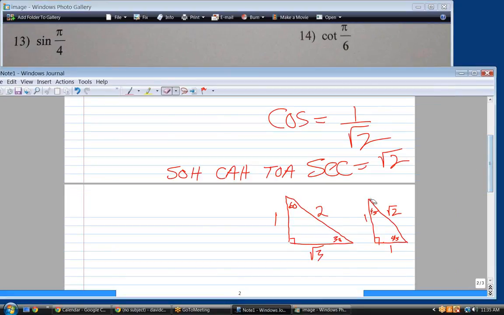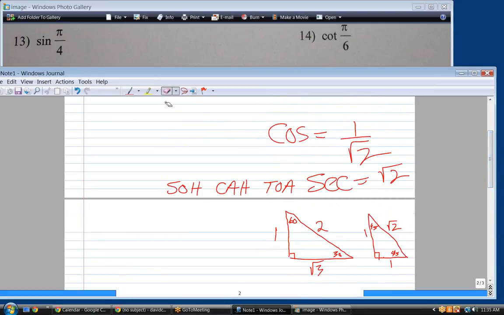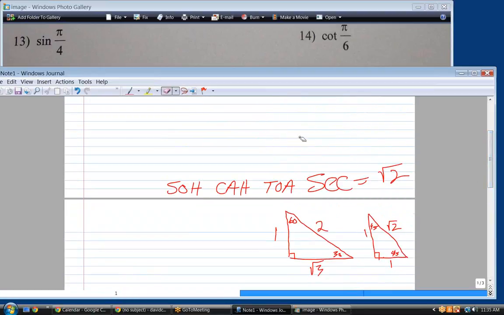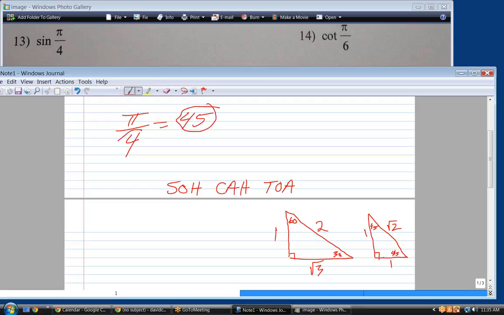Okay, so we do have some radians here. Let's talk about radians for a second. What's pi over 4 in degrees? If you don't know it by heart, it's always the number that when multiplied by the denominator is equal to 180. Okay, so pi over 3 in degrees is what?